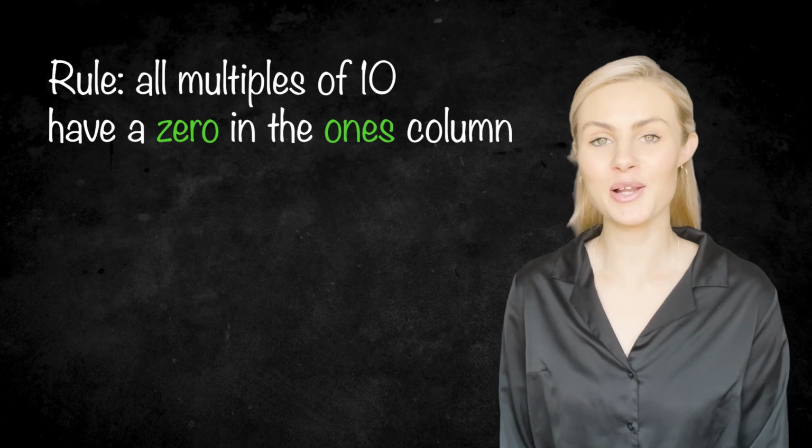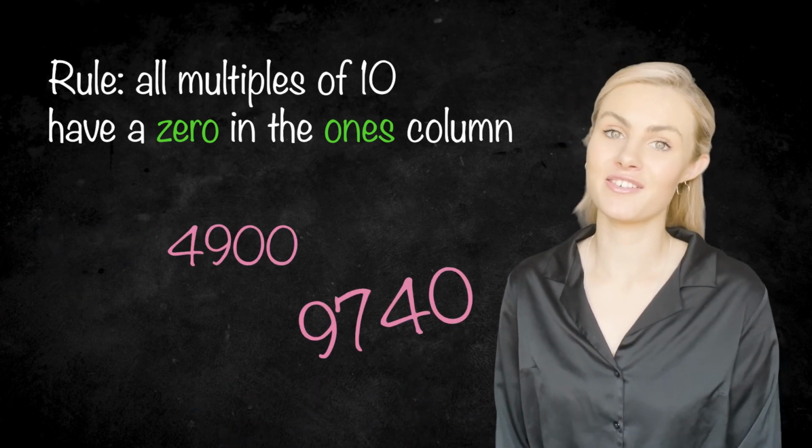So to recap, the rule is there must be a 0 in the ones column, but it doesn't matter if there are additional zeros elsewhere.